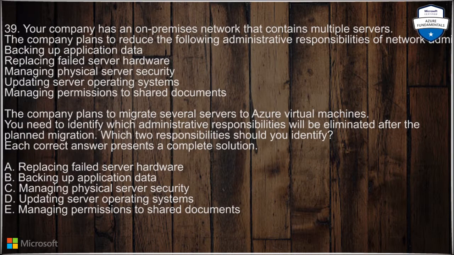Your company has an on-premises network that contains multiple servers. The company plans to reduce the following administrative responsibilities of network administrators: backing up application data, replacing failed server hardware, managing physical server security, updating server operating systems, managing permissions to shared documents. The company plans to migrate several servers to Azure virtual machines. You need to identify which administrative responsibilities will be eliminated after the planned migration. Which two responsibilities should you identify?